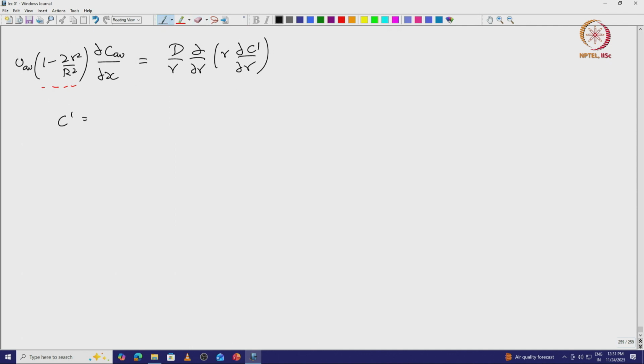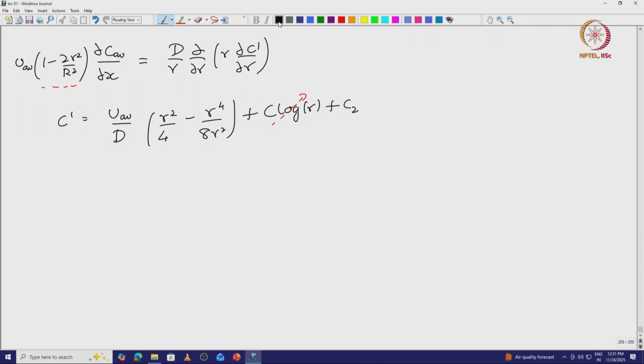C prime is equal to V average by D into R square by 4 minus R power 4 by 8 R square, plus 2 integration constants, those turn out to be C1 log of R plus C2. Obviously, constant C1 has to be 0 because the concentration has to be finite at R equal to 0. That is a symmetry condition.